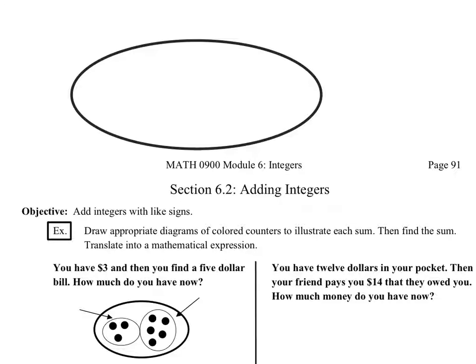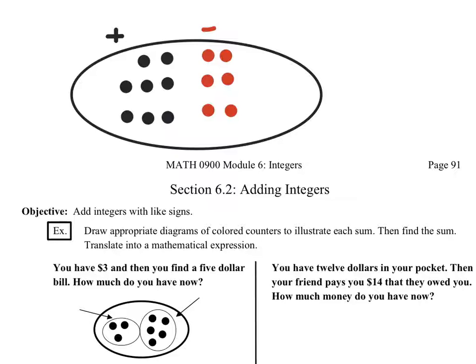Now if we look back at the last section, remember when we had this oval right here? And then inside the oval, maybe there were some black dots like this, and maybe even some red ones like this here, right? Now if we looked at a problem like this, this would show a mathematical expression, because we have some positive counters in this one, and then we also have some negative counters as well.